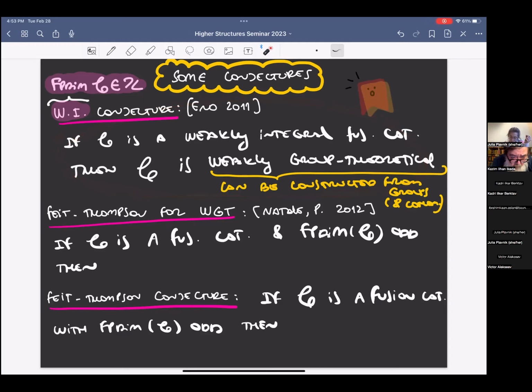One disclaimer is that weakly group theoretical implies weakly integral. So the opposite direction is true. We want to know if this direction is true. We don't know this direction.